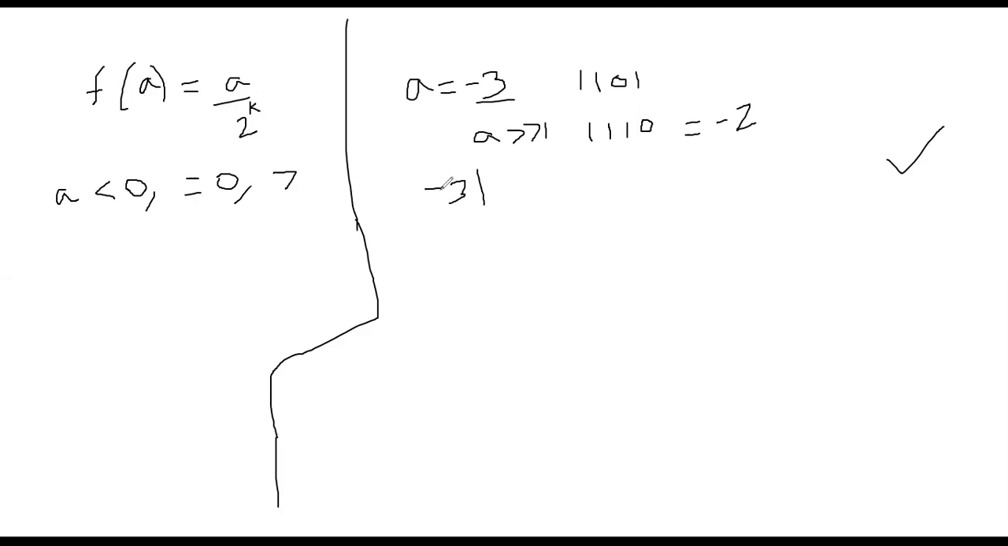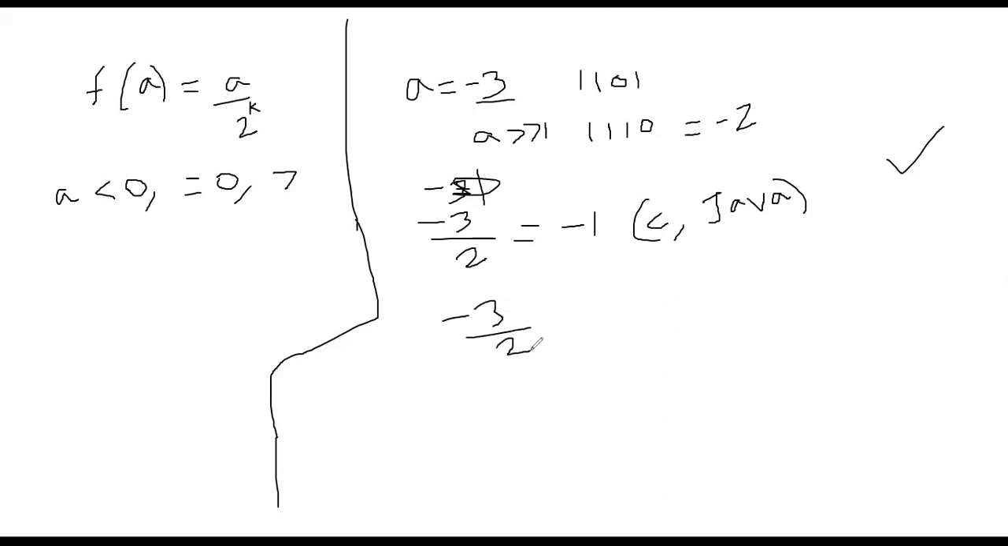Let me use a different notation. -3 divided by 2 in terms of integer division is actually -1 in most programming languages that I know of. Actually C and Java do this. As an example, some versions of Python actually will give you -2. This is really weird.